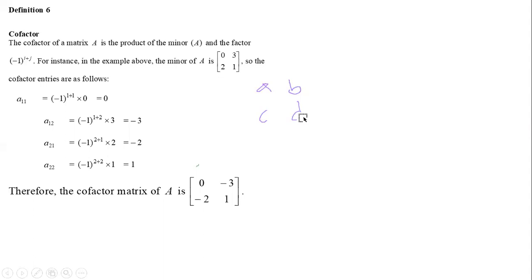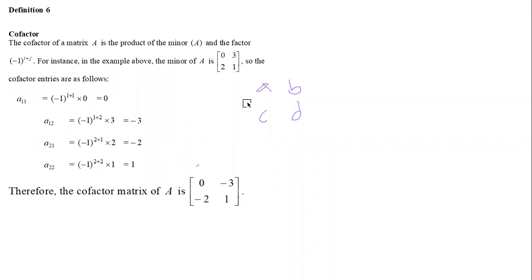That is why 0 will take plus, and plus times 0 will still give me 0. The 3, which is like my B, will take minus. That is why I have minus 3. And the next one will take plus. That is how I said plus, minus. Okay. Are you with me? Class, are you getting it? Yes, sir.